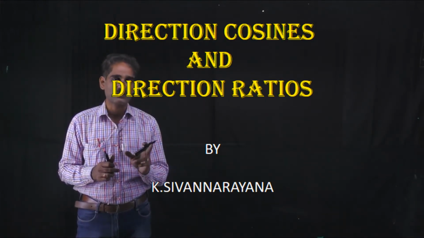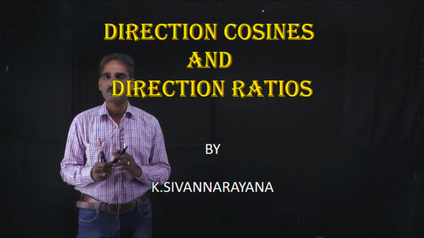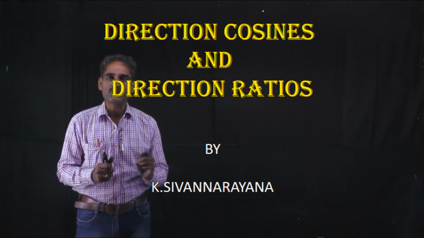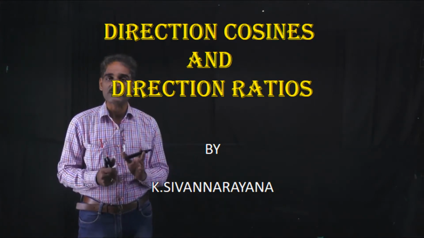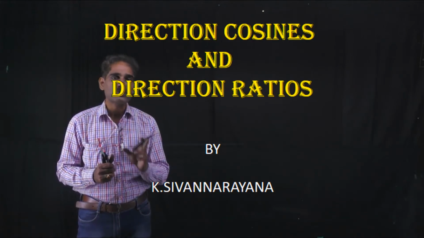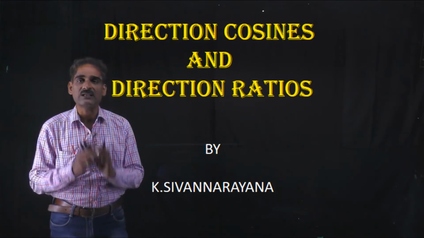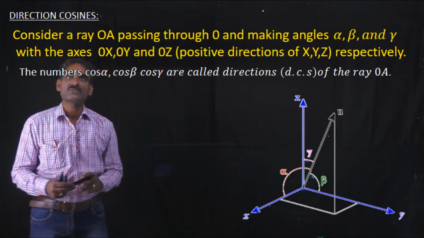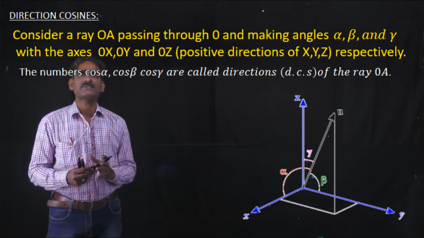Direction cosines. All of you know slope describes the position of the line in two-dimensional geometry. But here we can't describe the line position with the help of slope. We are discussing with respect to the three axes, so here we use direction cosines to describe the position or direction of the line. First of all, what are the direction cosines of the line? We can say simply DCs, the short form for direction cosines.